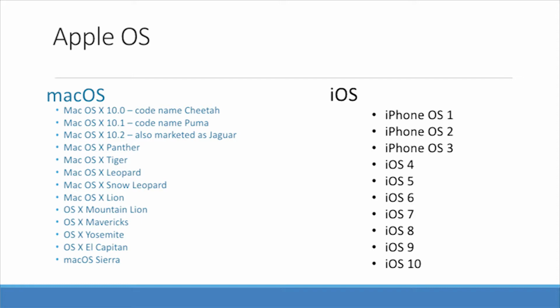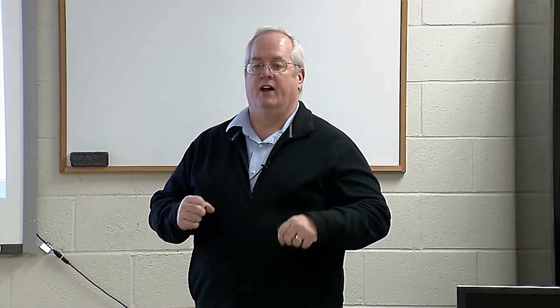With the Apple OSs, we have the Mac OS and we have the iOS. The main difference between the two is that the Mac OSs are used for desktops and laptops. The iOSs are used for all the mobile devices: iPhones, iPads, iPad Pros. These are totally interchangeable except for the hardware dependence. You need the faster processors and everything for the Mac OSs.